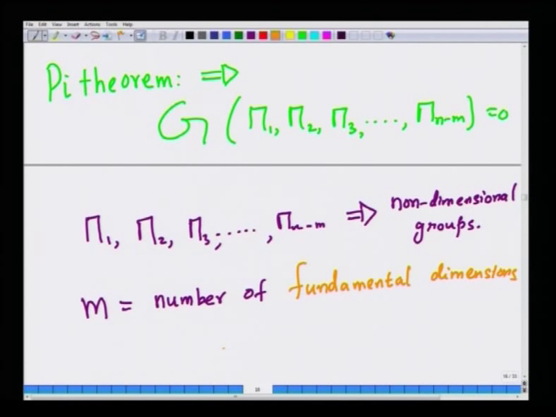Okay. What do we mean by the number of fundamental dimensions? The fundamental dimensions in any physical problem are mass, length, time, temperature and so on. So, these are the fundamental dimensions present in a physical problem, and m is the minimum number of fundamental dimensions.